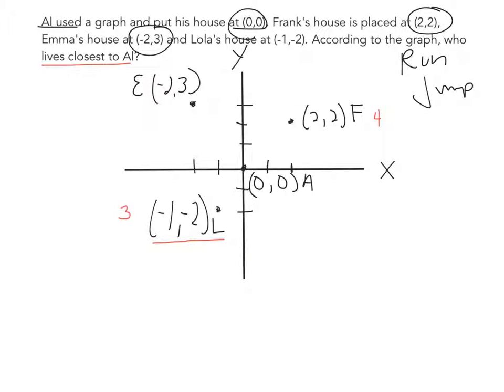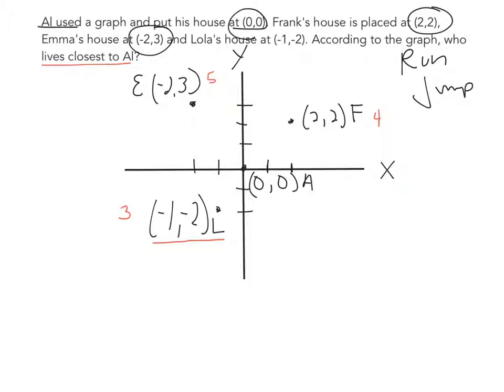And just for the sake of clarity, let's look up here at Emma's house. Emma's at negative 2, 3. So starting at 0, 0, I'm going backwards 1, 2, and then I have to go up 3. 1, 2, 3. So 2 plus 3, these moves, this is 5 moves altogether. So she's the furthest away with 5 jumps.